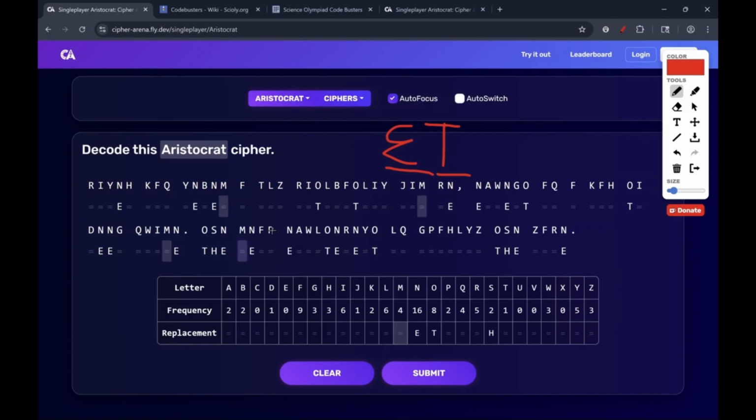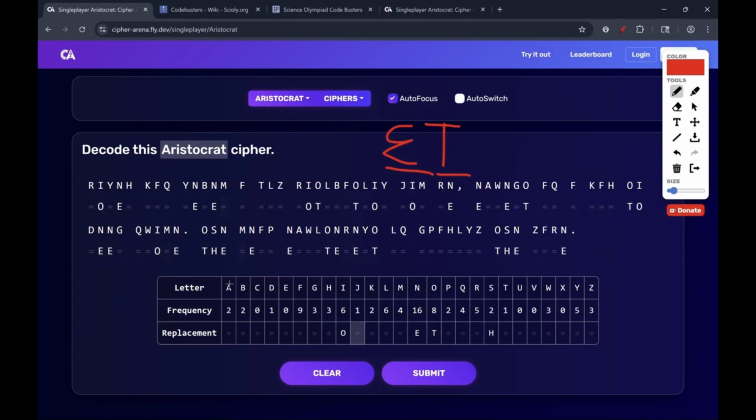Now that I've got that, the next thing I'm noticing is this two-letter word here, O and I. Since I know that the word starts with the letter T, the only other letter that the second letter can be is the letter O, which creates the word two.